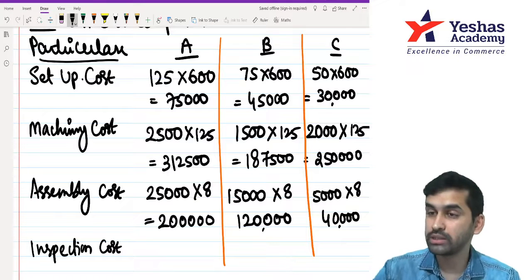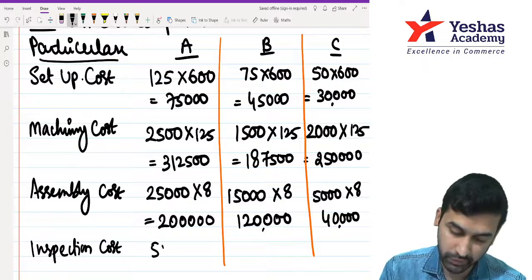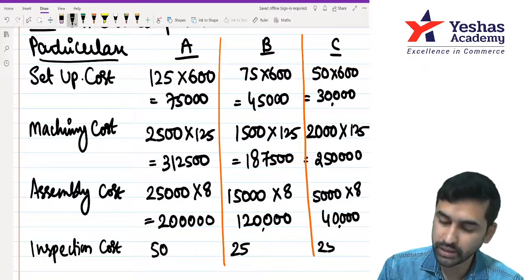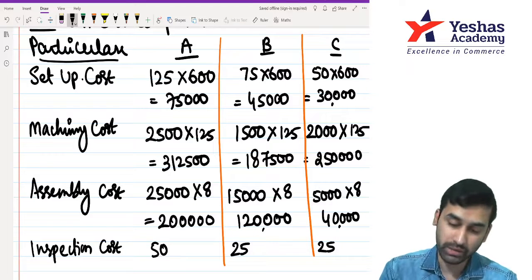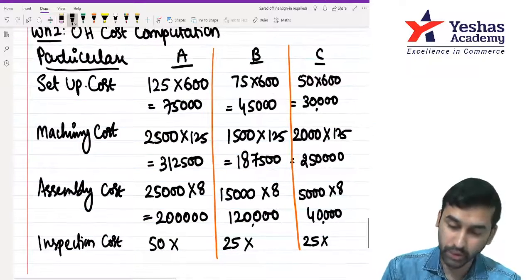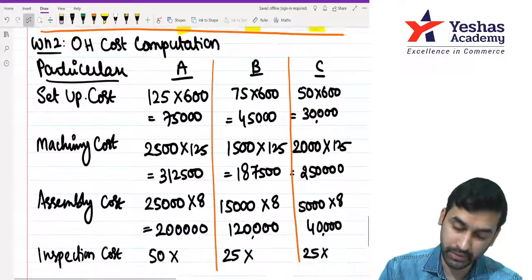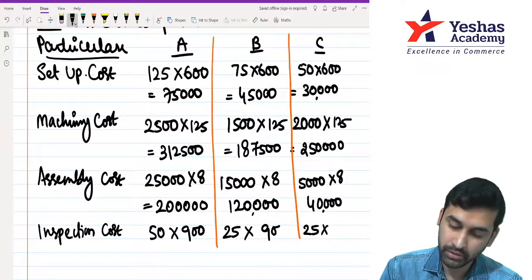Inspection cost is based on number of inspections. So this will be 50. This is 25. This is 25. 50, 25, 25. And what is the cost per inspection? Sir, we did it in working note. Correct. What was that number? Sir, 900. Perfect. So multiply this by 900. 900, 900.